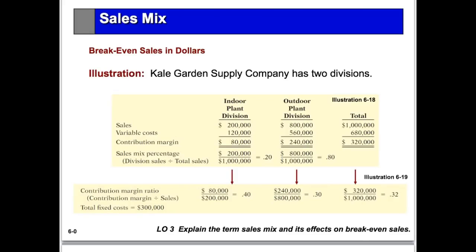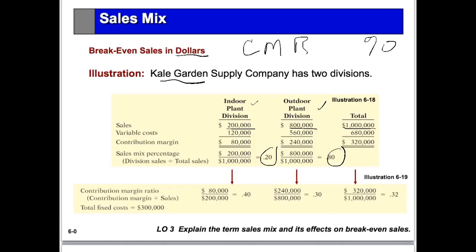Now if we want to break even in sales dollars, you remember how we do that. We need the contribution margin ratio, or percentage. So if I have a company here, Kale Garden Supplies, it has indoor plants and outdoor plants. You can see the total sales is $1 million, and they sell 200,000 indoor and 800,000 outdoor. The first step is to get the sales mix: 20% indoor, 80% outdoor.